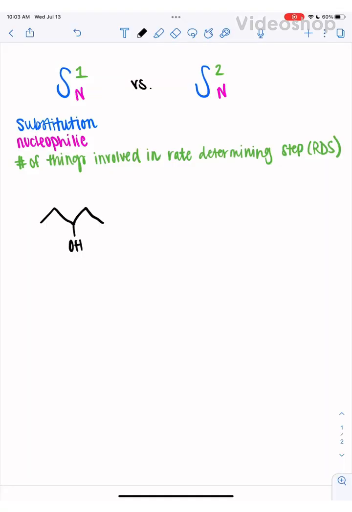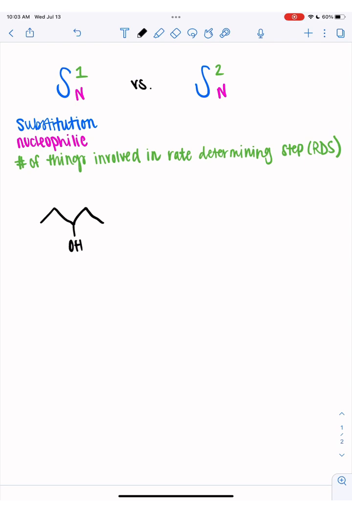Today we're going to be talking about SN1 versus SN2 reactions and mechanisms. Before we can get into what each mechanism looks like, we need to understand what the name of the mechanism means. For both SN1 and SN2, the S stands for substitution. So in this mechanism, we are substituting something for something else.